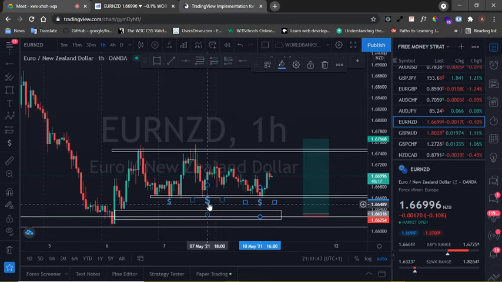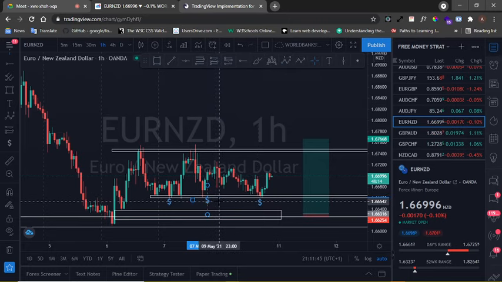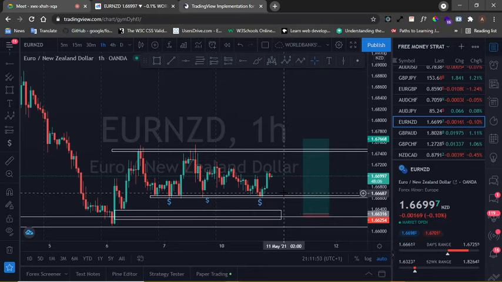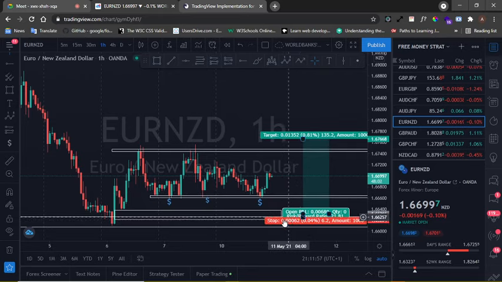Those retailers will see and they'll say, let's buy again. So there's liquidity here. Once they start buying, the market wants to accumulate a lot of buyers, then it sells, obeying this order block. This is my order block.